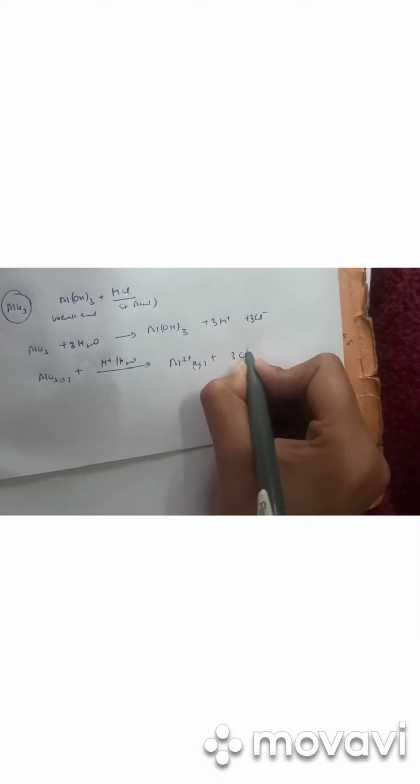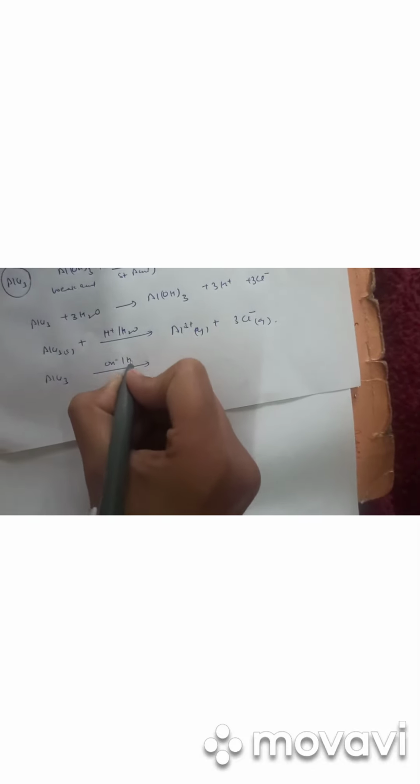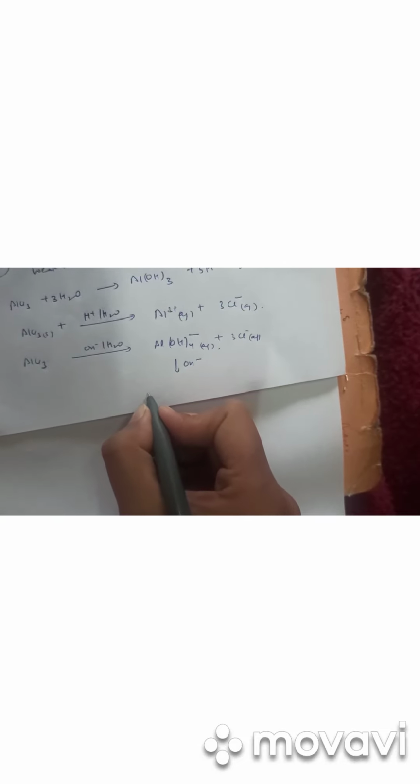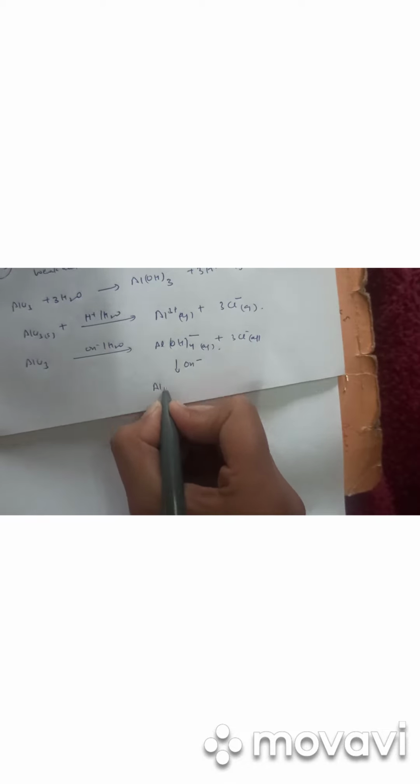Now we have to treat this solid aluminium chloride in acidified water. There it gets dissociated into aluminium ion and chloride ions. Next is aluminium chloride in basic or alkaline water. There it gets dissociated into aluminium hydroxide ion and chloride ion. This aluminium hydroxide ion can further react with the hydroxide ion or alkali solution to form AlO2 negative ion plus water plus chloride ion.